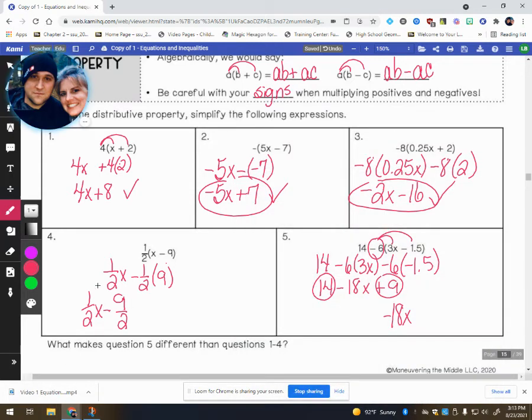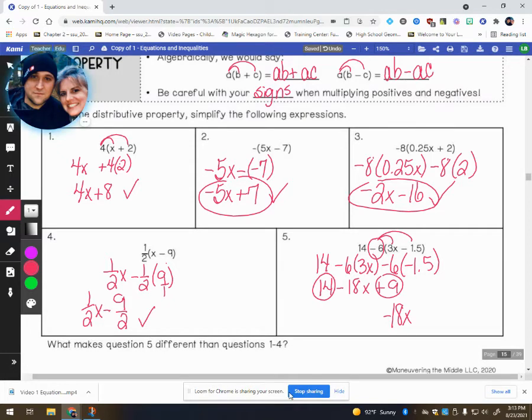All right, this next one, I distributed my 1/2. 1/2 times 9 is 9/2. Just pretend this is over 1, because it is understood to be over 1. 1 times 9 is 9. 2 times 1 is 2. So 1/2 x minus 9/2, and this one is done.